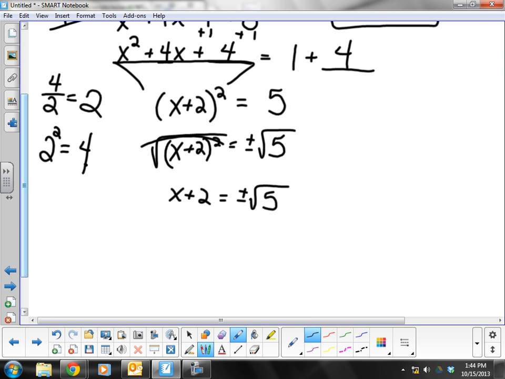No. And so I need to do what? Minus 2 from both sides. So x is equal to a negative 2 plus or minus the square root of 5. Okay? We good? We'll do another one.